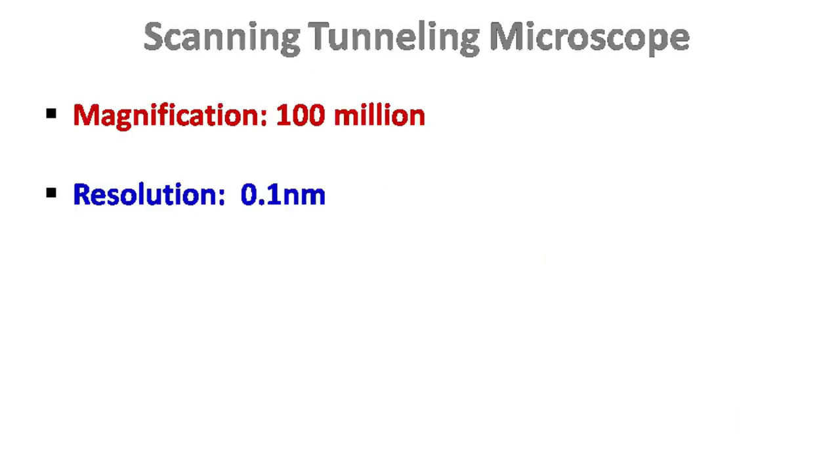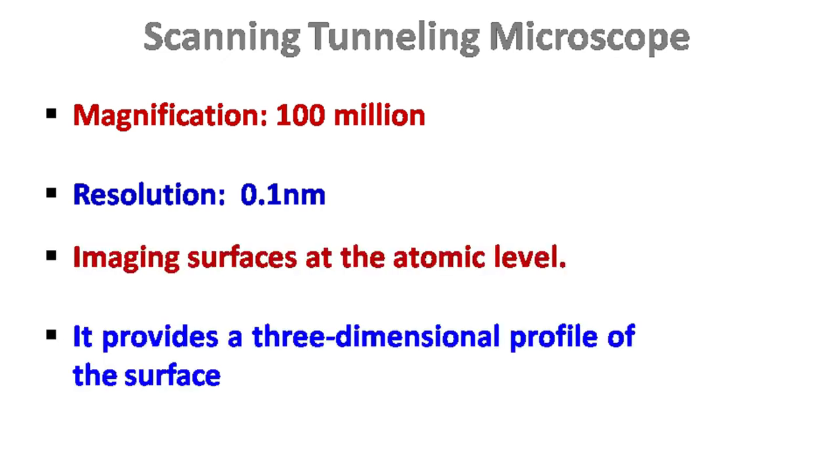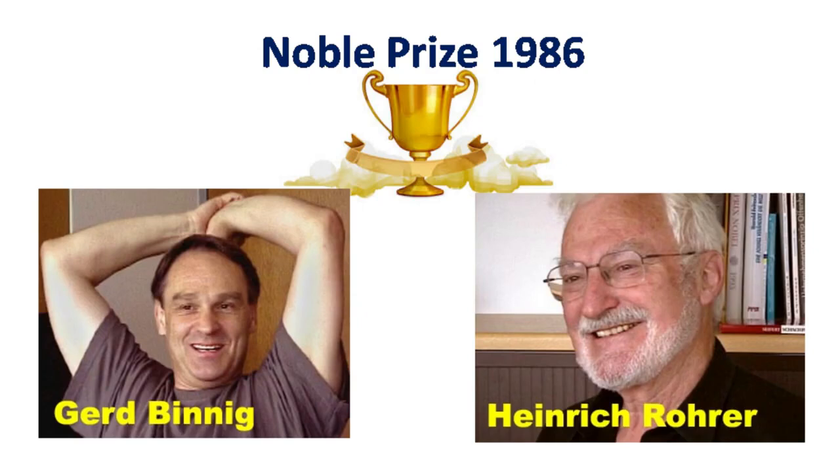The scanning tunneling microscope gives magnification of around 100 million and resolution of around 0.1 nanometer. It allows imaging of surface at atomic level and also provides a three-dimensional profile of the surface. And the inventors of scanning tunneling microscope were given a Nobel Prize in the year 1986.